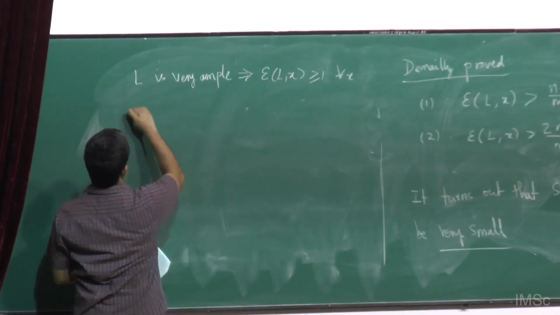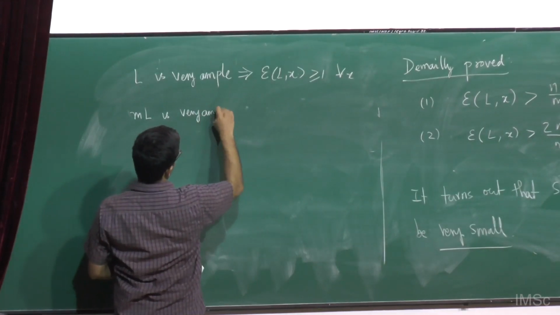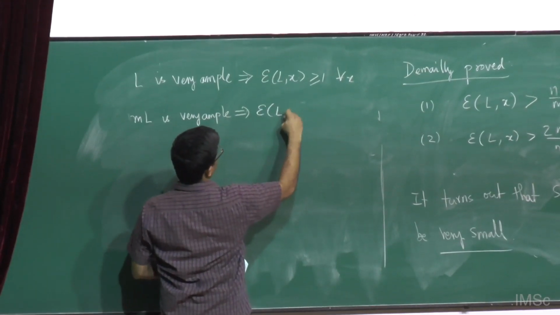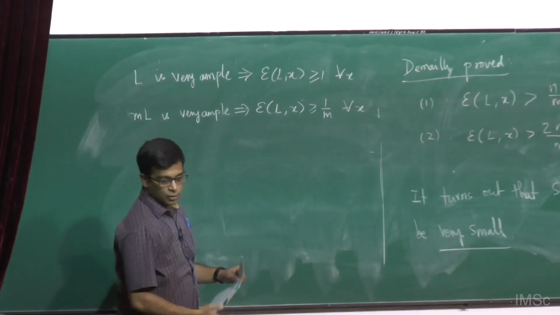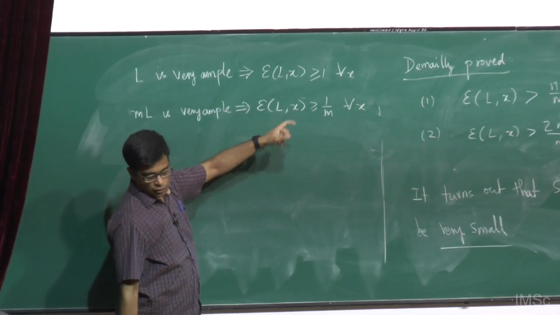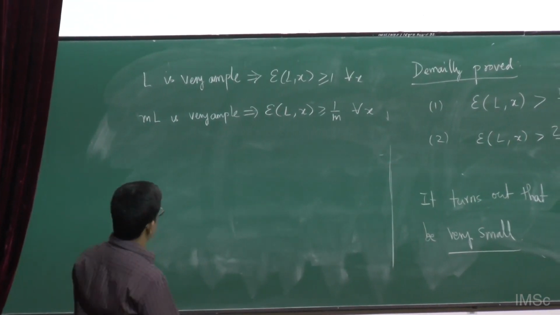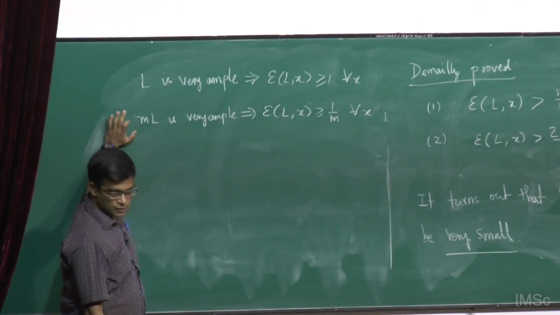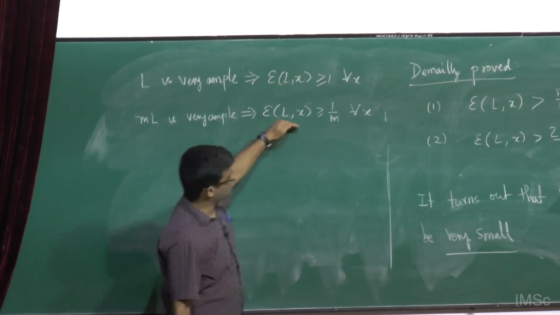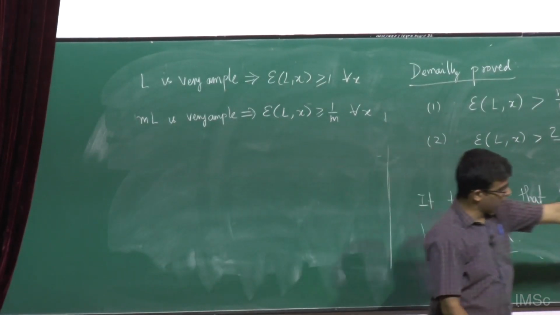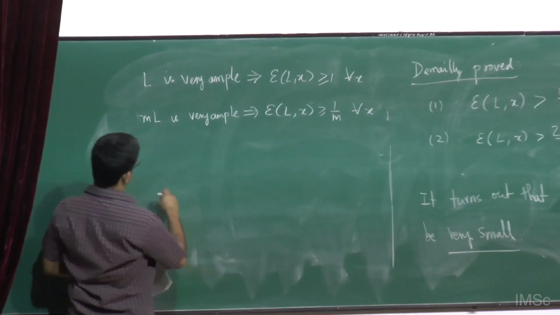Now if ML is very ample, this will come out because the numerator is just L dot C, ML dot C is M times L dot C. So now we are working with ample line bundles. So that means there is a number M which says that ML is very ample. So this is always at least 1 over M. In particular, epsilon L is at least 1 over M. Okay. But still one can ask a question.